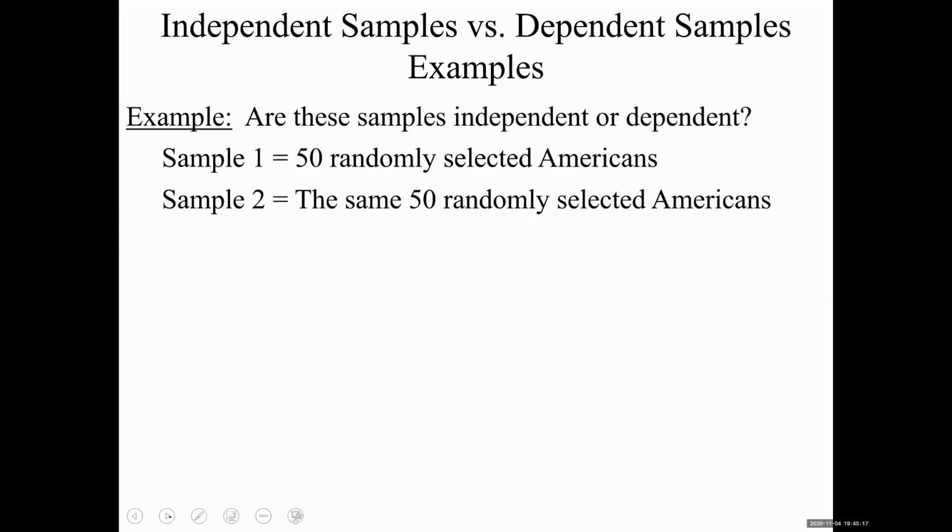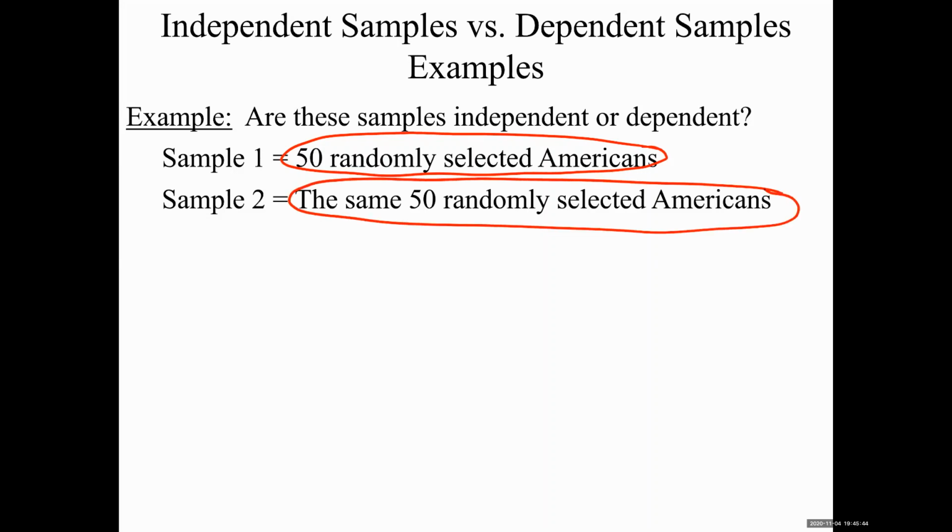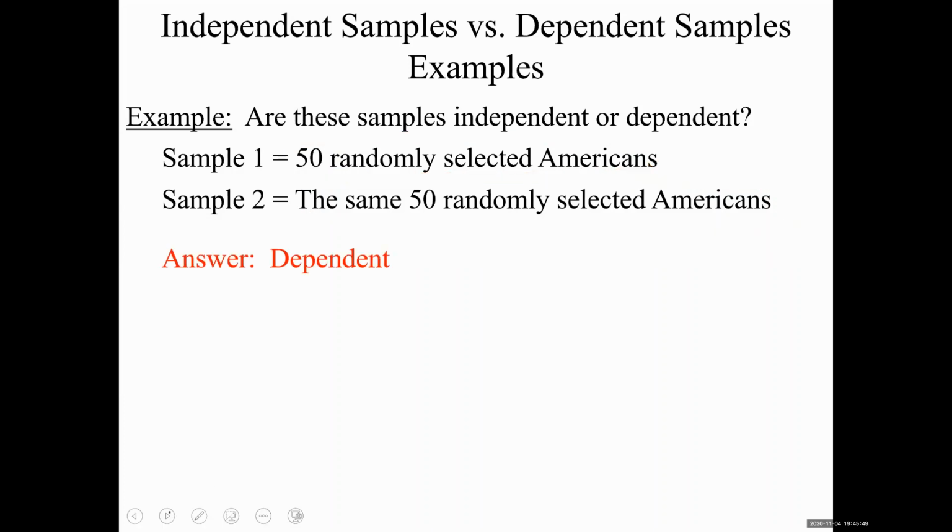Let's try this one. Sample 1 is 50 randomly selected Americans. Sample 2 is the same 50 randomly selected Americans. Independent samples or dependent samples? Dependent. How do you know that? It's the same sample. That's right, they're the same. Once you've selected these 50 people, who's your other sample? The same group. You don't have to go select again. So when the two samples are exactly the same sample, then they're definitely dependent samples.